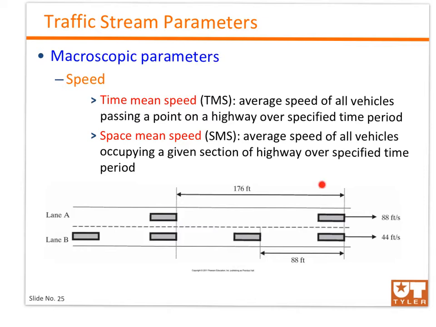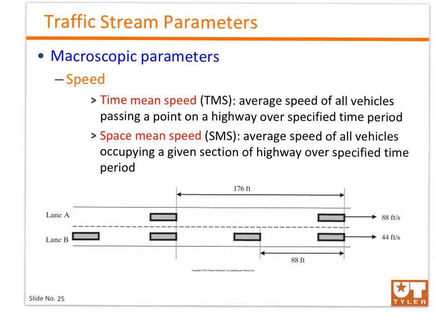If you take a look at this picture here, for the time mean speed, there will be an observer sitting right there measuring the speeds of the cars in lane A and lane B, and then taking the average of these two. For example, this very first vehicle here on lane A travels this distance, which is 176. Let's concentrate now on the speed. It has a speed of 88 feet per second.